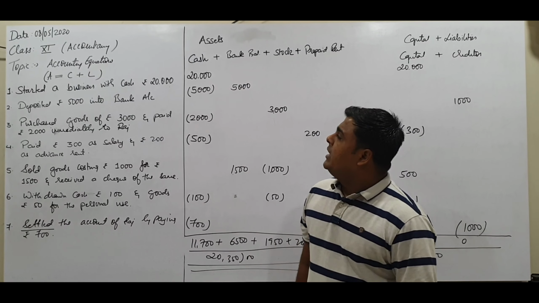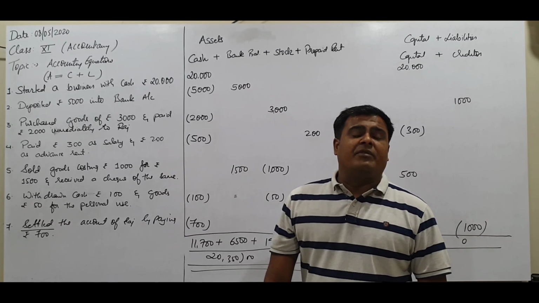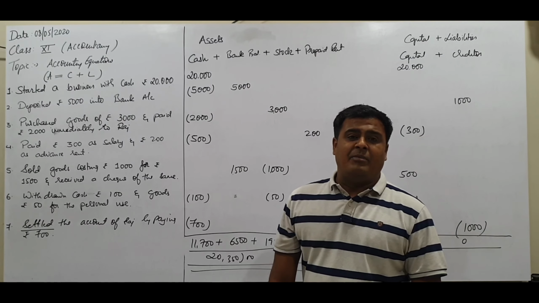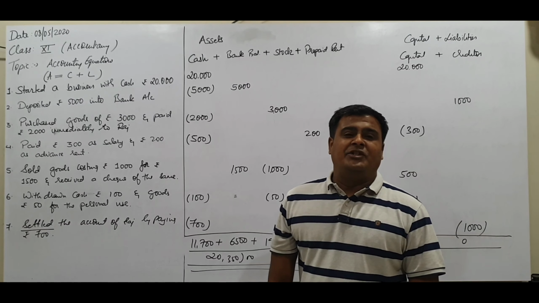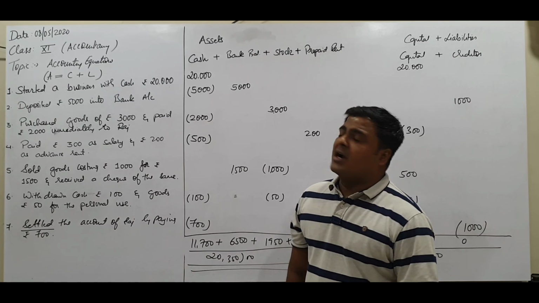So this was the accounting equation, assets is equal to capital plus liability. Hope you have liked the video and you have got some knowledge or some information about the accounting equation.